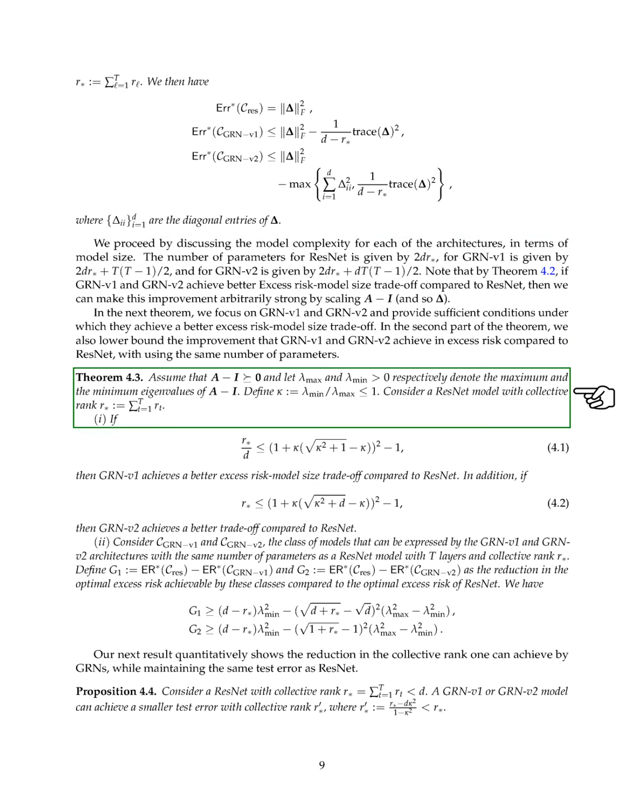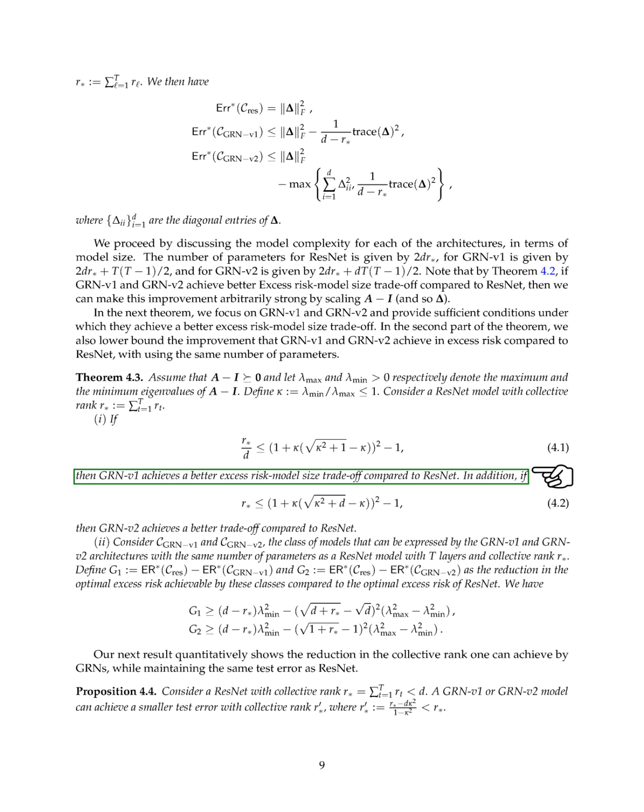We assume that the difference A minus the identity is positive semi-definite and define the maximum and minimum eigenvalues of this difference. We then consider a ResNet model with a collective rank defined as the sum of the ranks across T layers. We find that if certain conditions are met, GRN v1 and GRN v2 can achieve a better trade-off compared to ResNet. We define two terms that represent the reduction in optimal excess risk for GRN v1 and GRN v2 compared to ResNet.